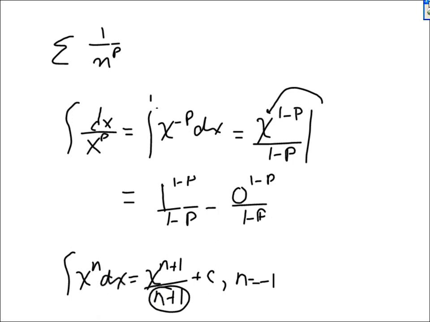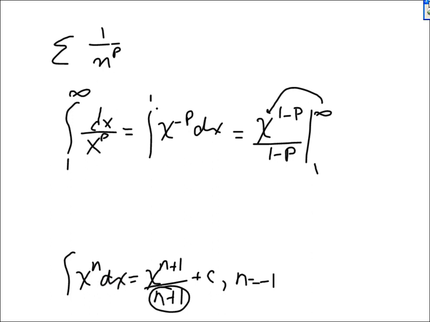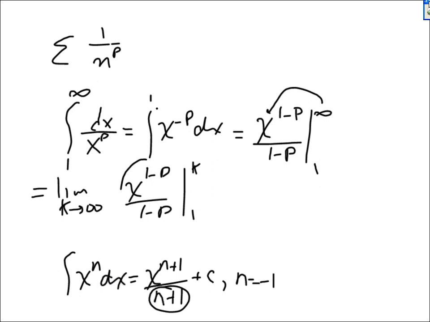That's what the integral test dictates, that I go from 1 to infinity. So what happens is it then becomes a limit as k goes to infinity of x to the 1 minus p over 1 minus p from 1 to k. So let's figure out what this is. But don't not write the limit in front.